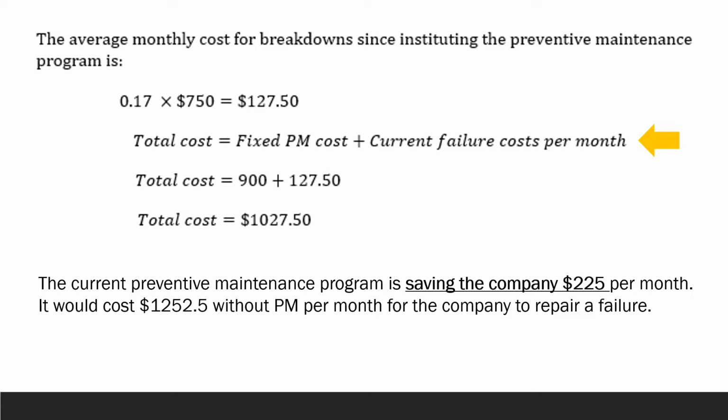So without the PM, if you don't run the PM, you're going to have to pay $1,252.50 compared to the failure. Therefore, you save about $225 per month to run preventive maintenance. Over 12 months, times 12 is your profit.